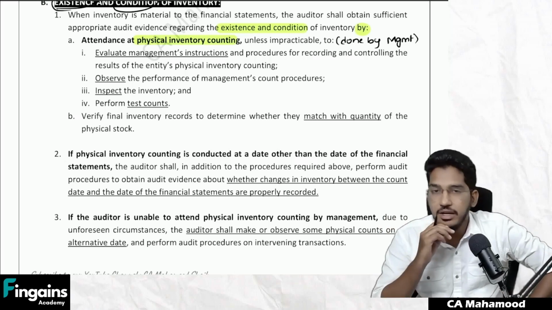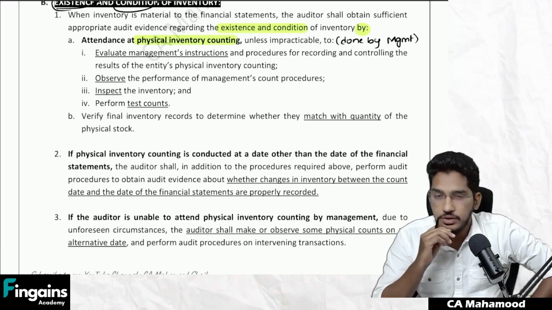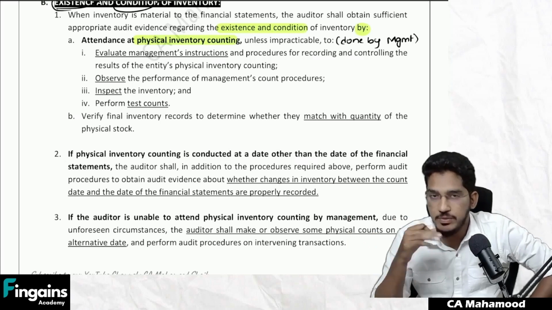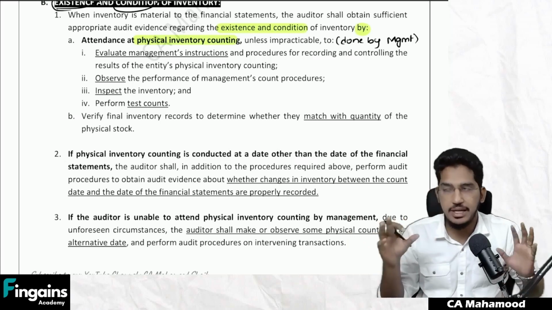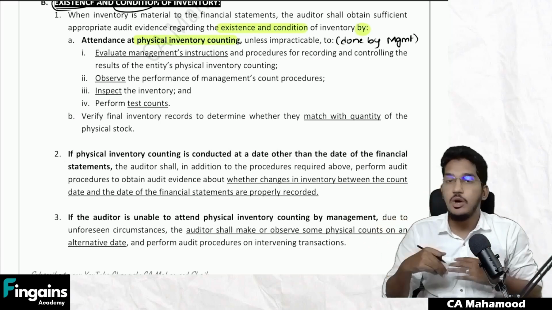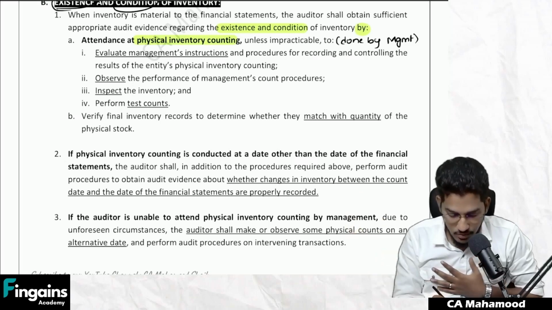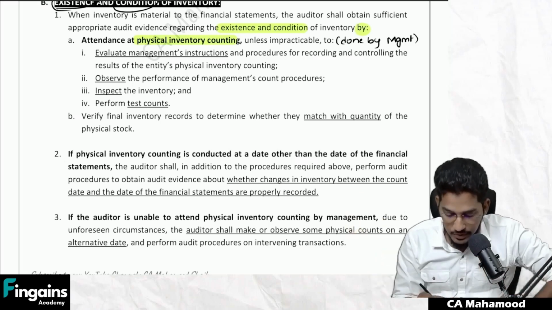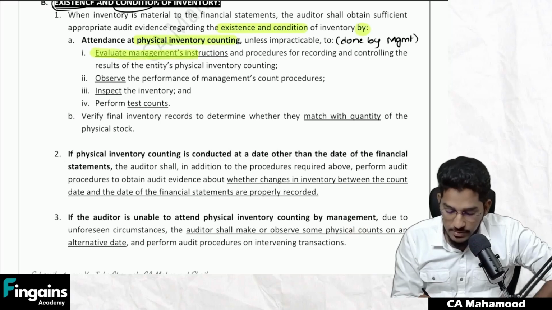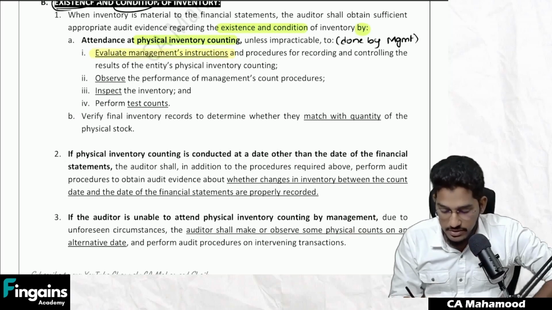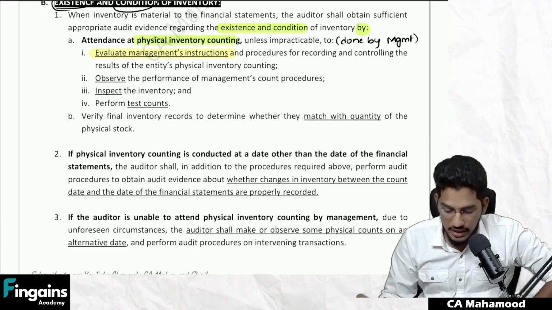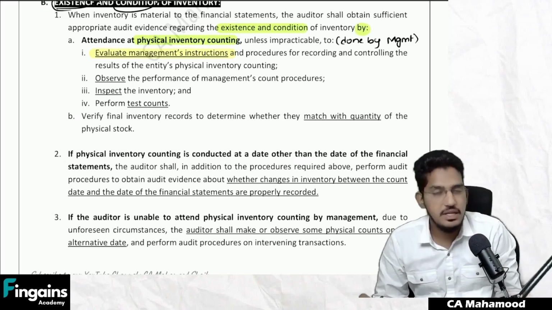By attending that inventory counting process, what should I do, sir? Management and their employees will be doing the counting of the stock. What should I do by attending there? Let us see what they are saying. I should evaluate management's instructions and procedures for recording and controlling the results of the entity's physical inventory counting.